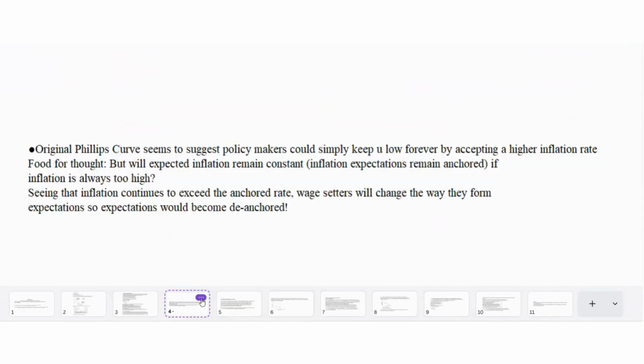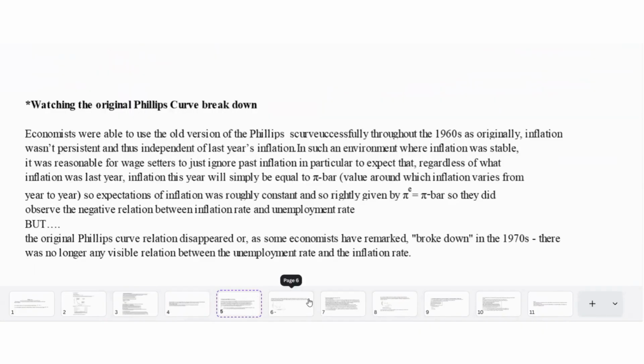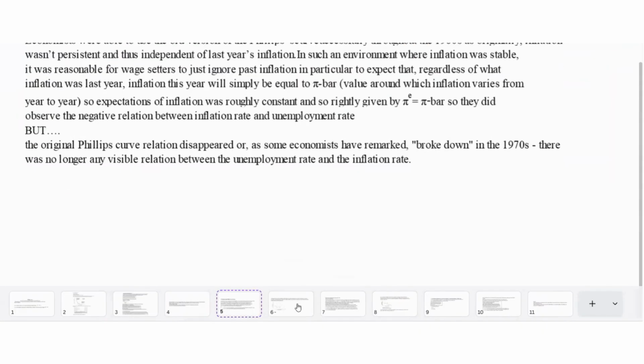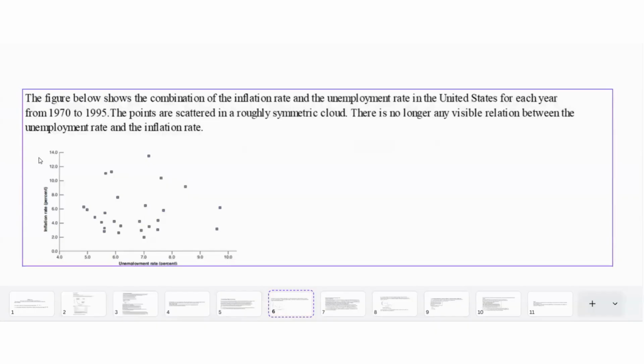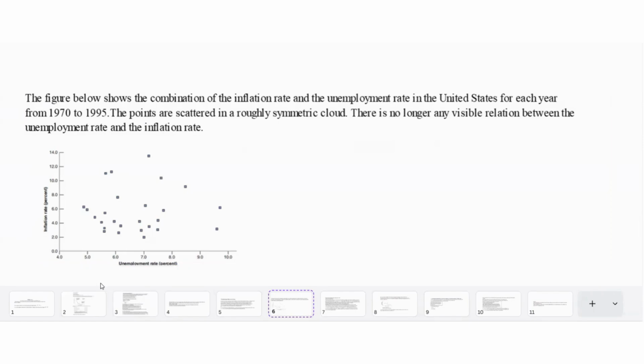And then we discussed how this Phillips curve broke down in the 1970s. Over here, when we plotted inflation rate and unemployment rate, there was no negative trade-off, but rather the points were scattered in a roughly symmetric line, right?